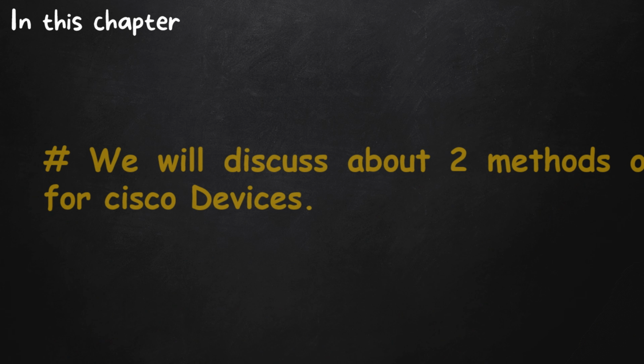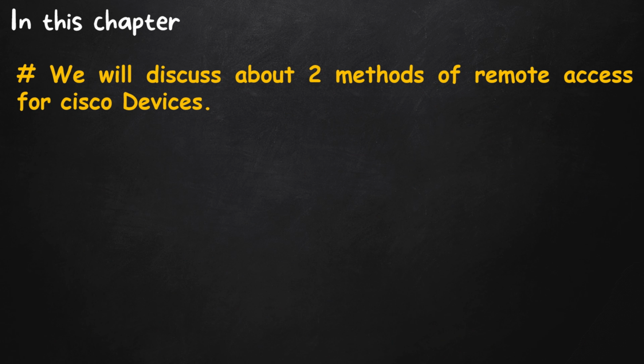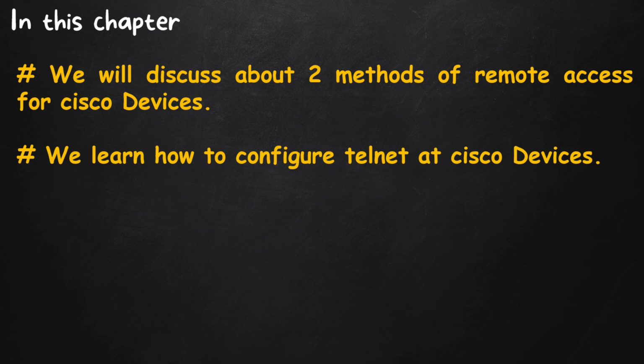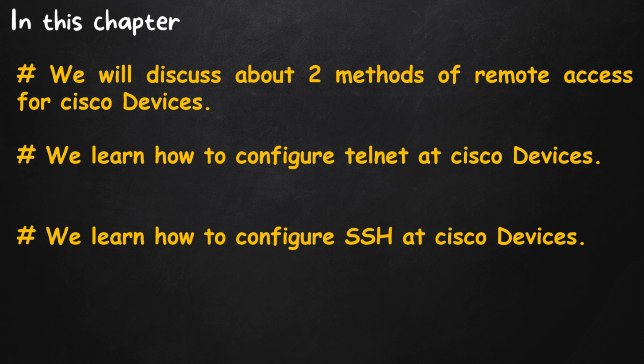In this chapter, we will discuss two methods of remote access for Cisco devices. We learn how to configure Telnet on Cisco devices, and we learn how to configure SSH on Cisco devices. Now let's talk about Telnet.